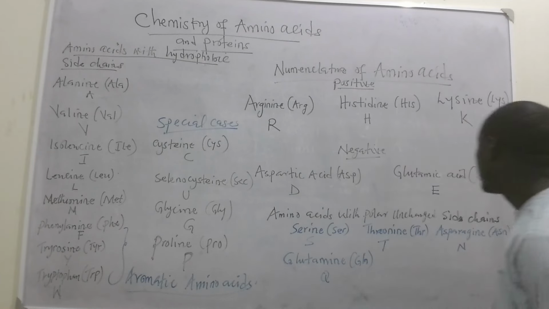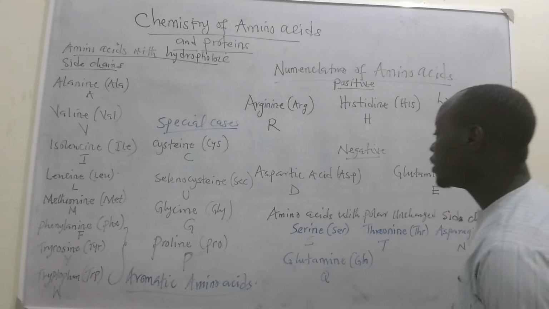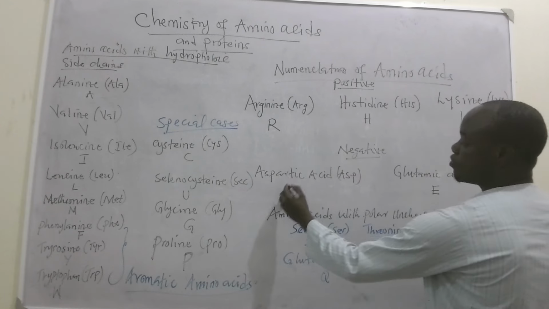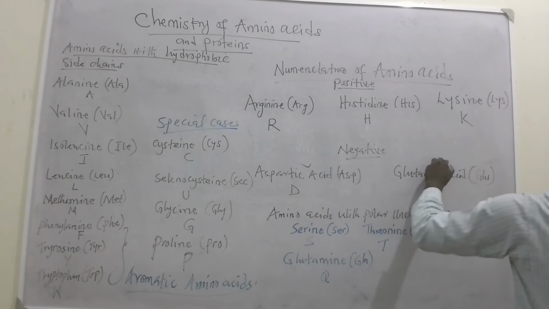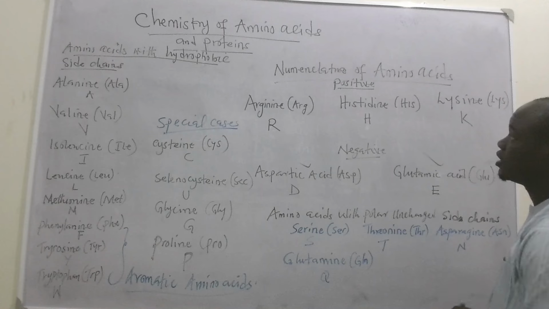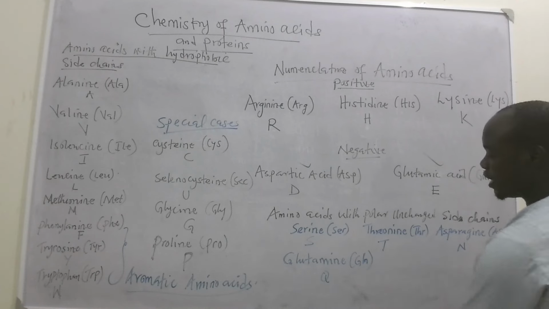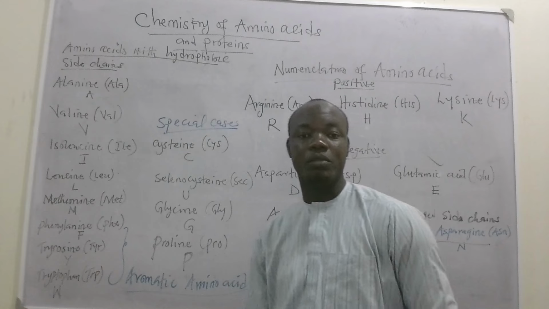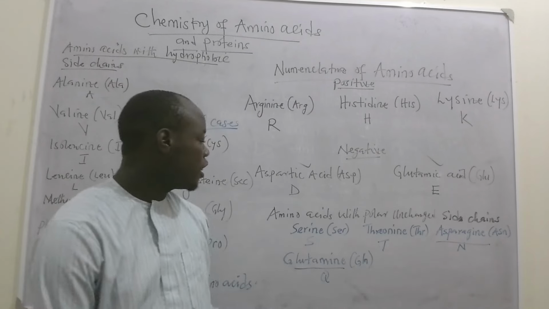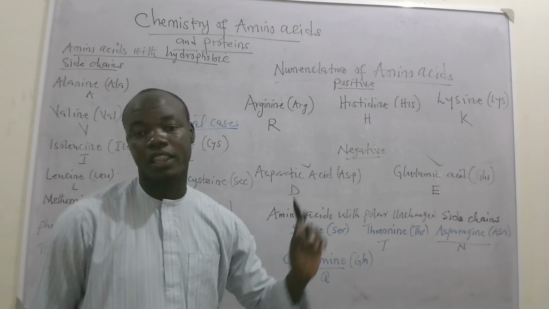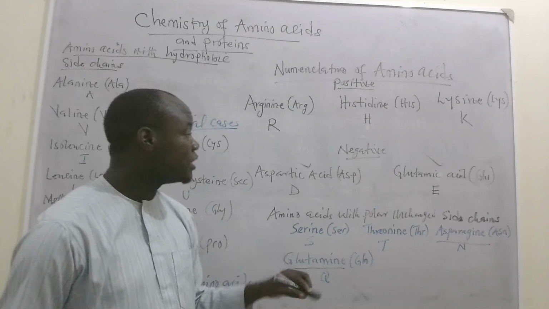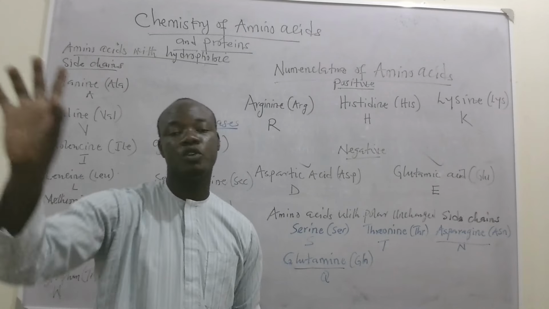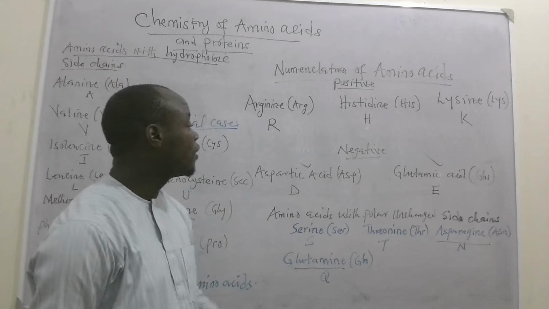Apart from these aromatic amino acids, amino acids are also classified as acidic or basic. For example, from here we can see aspartic acid and glutamic acid, which are acidic amino acids. We also have basic amino acids, like for example glutamine and asparagine, which are basic because they have an additional amino group in their side chain. And of course, the acidic amino acids have another COOH group, that is, another carboxylic group, and that is why they are called acidic amino acids.